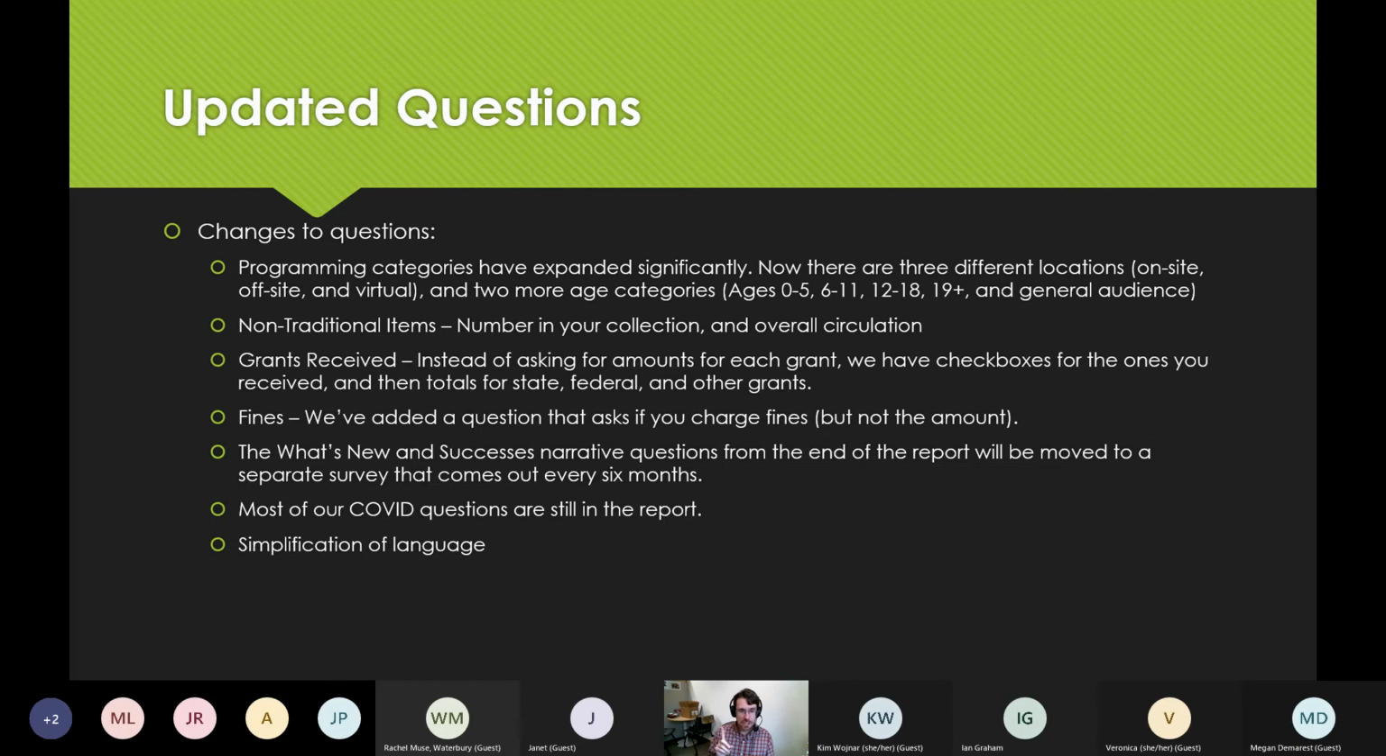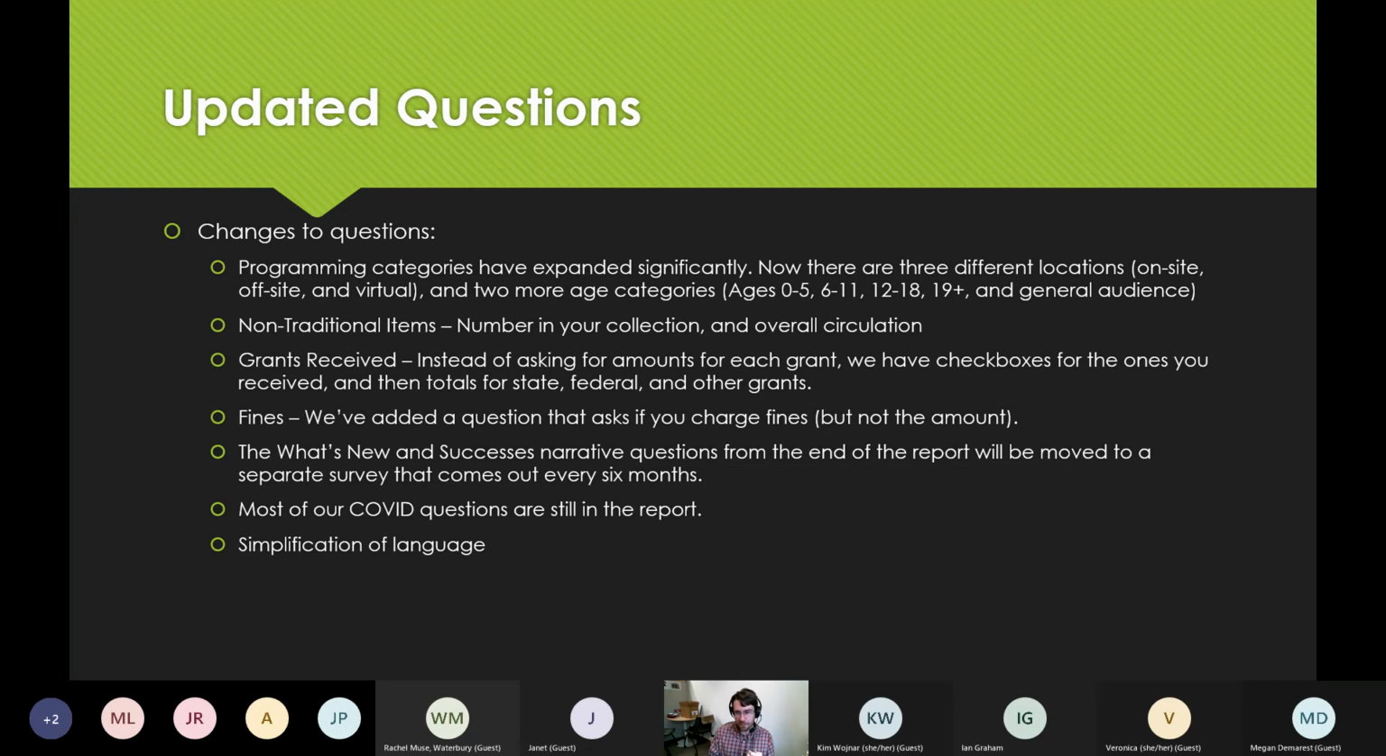The other big change is that they are now tracking non-traditional items, physical items. That's everything from muffin tins to snowshoes to puzzles to anything else that gets circulated but is not a traditional book, DVD, etc. One more thing, we sort of slimmed down what we're asking in the grants received section, and we'll talk about that when we get there.